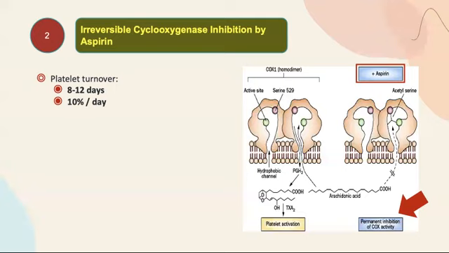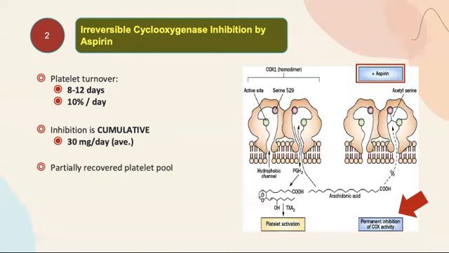After giving a single dose of aspirin, platelet COX activity recovers by 10% per day as a function of platelet turnover. Inhibition of platelet COX-1 dependent thromboxane A2 formation, therefore, is cumulative with repeated doses of aspirin, at least as low as 30 milligrams per day. And even a partially recovered platelet pool just a few days after the last aspirin dose may already be good enough for the recovery of sufficient hemostatic integrity, especially important during some types of elective surgery.